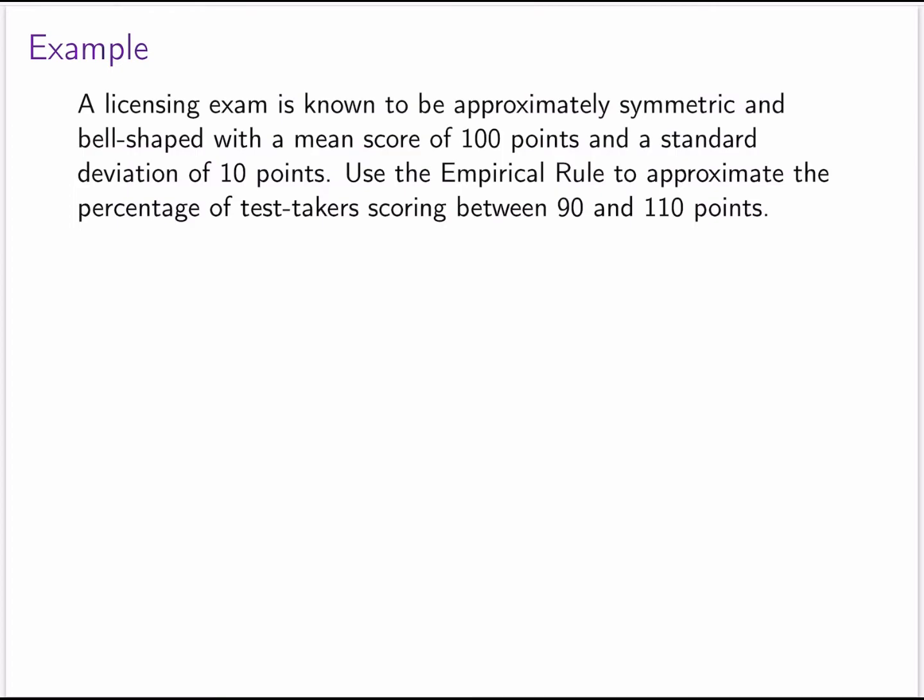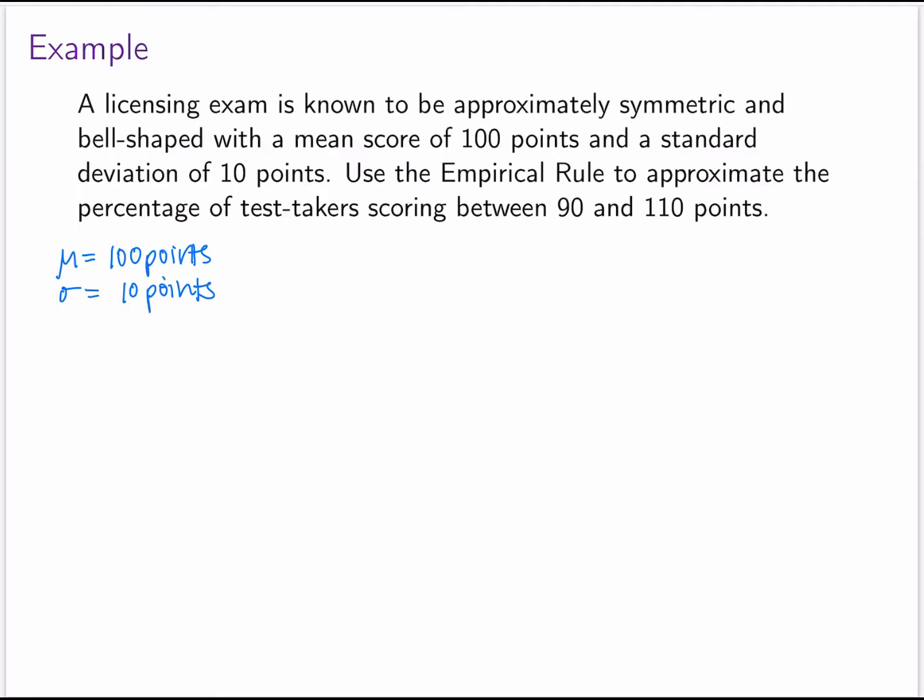So let's say that there's a license exam and we know that it is approximately symmetric and bell-shaped, which means the empirical rule is appropriate. And we know it has a mean score of 100 points with a standard deviation of 10 points. So I know that mu is 100 points and sigma is 10 points. And we're asked to use the empirical rule to approximate the percentage of test takers scoring between 90 and 110 points.